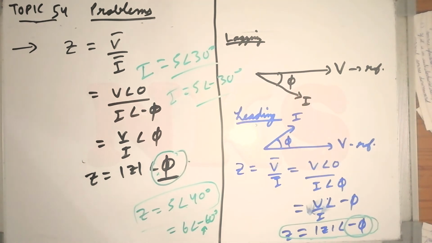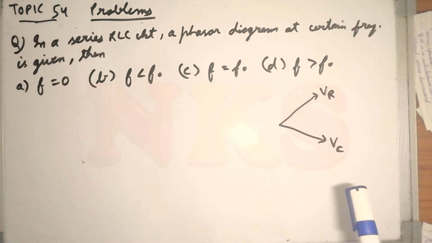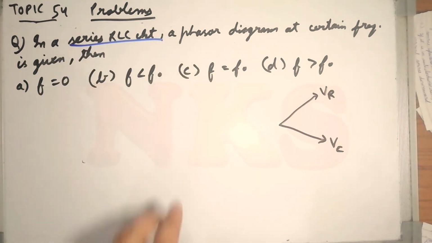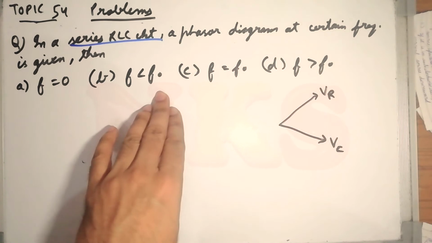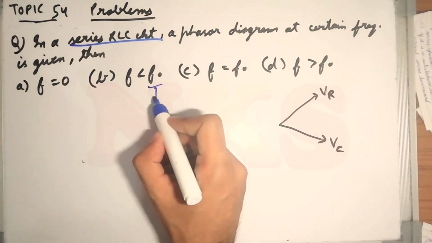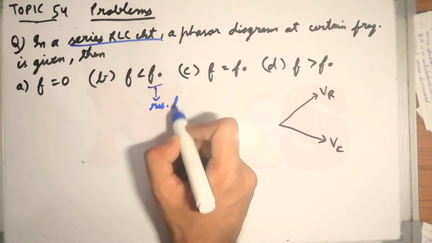Okay, so now this is the question given. You have to find which is the correct option. This is a series RLC circuit. Now in a series RLC circuit, I hope you can understand that F0 is the resonant frequency here.